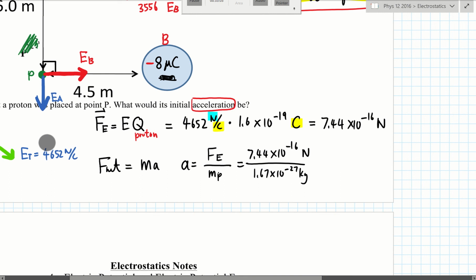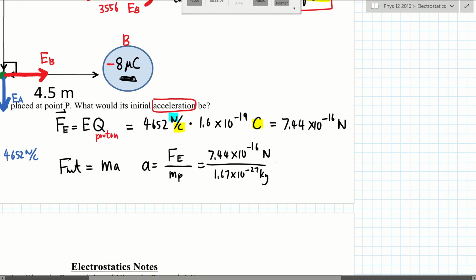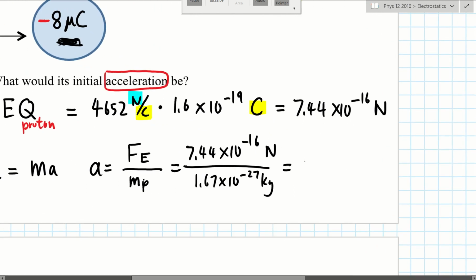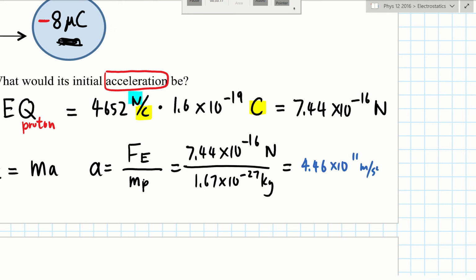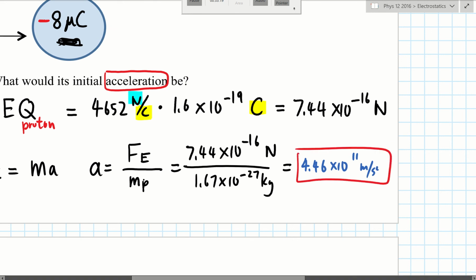Okay, so now dividing them, getting the acceleration. So the acceleration, very big number, 4.46 times 10 to the 11 meters per second squared. Now, some of you might look at the acceleration and say, but Mr. Chang, that's stupidly large. Wouldn't that object get faster than the speed of light in just like a second?